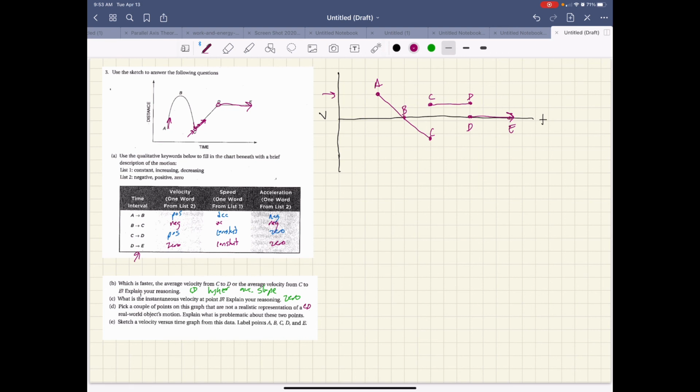I want to point out that the answer key is incorrect here. The answer key goes like this for D to E, but it cannot be because the velocity is zero. It is certainly not positive. So the answer key is wrong from D to E. And that is how you solve number 3.